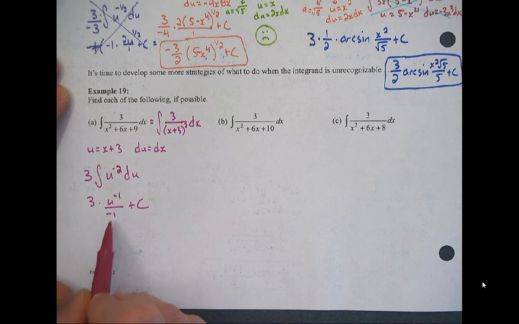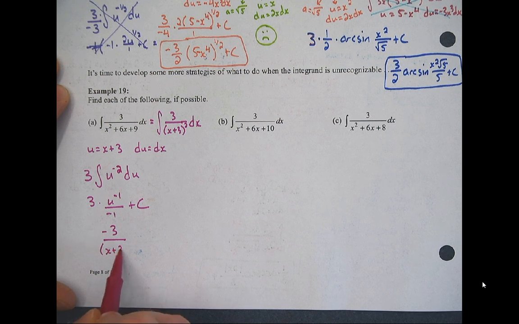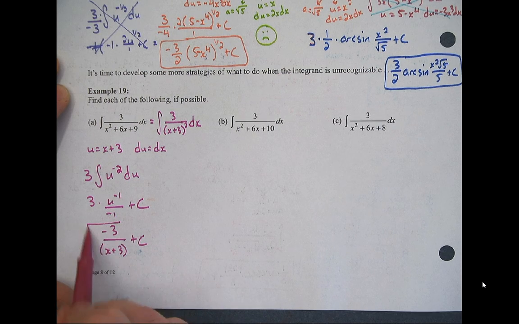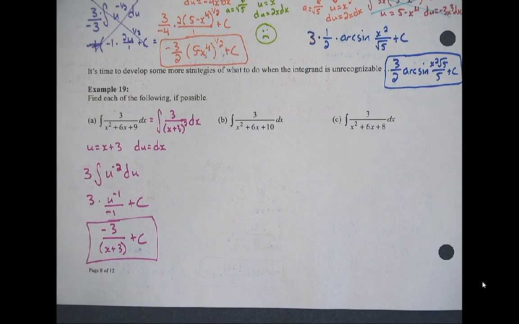It's going to be on the bottom. That's going to be negative. So 3 over x plus 3, plus c. I didn't need parentheses around the bottom there.